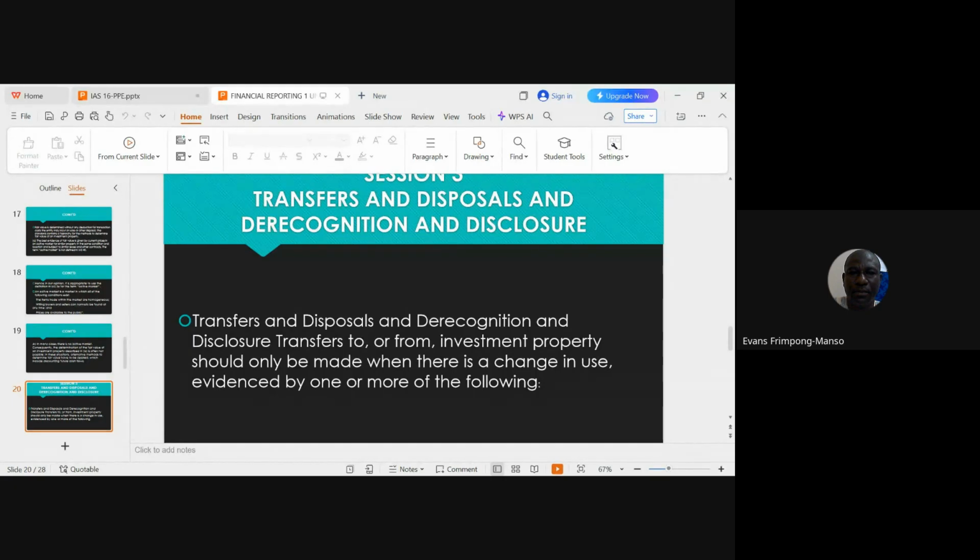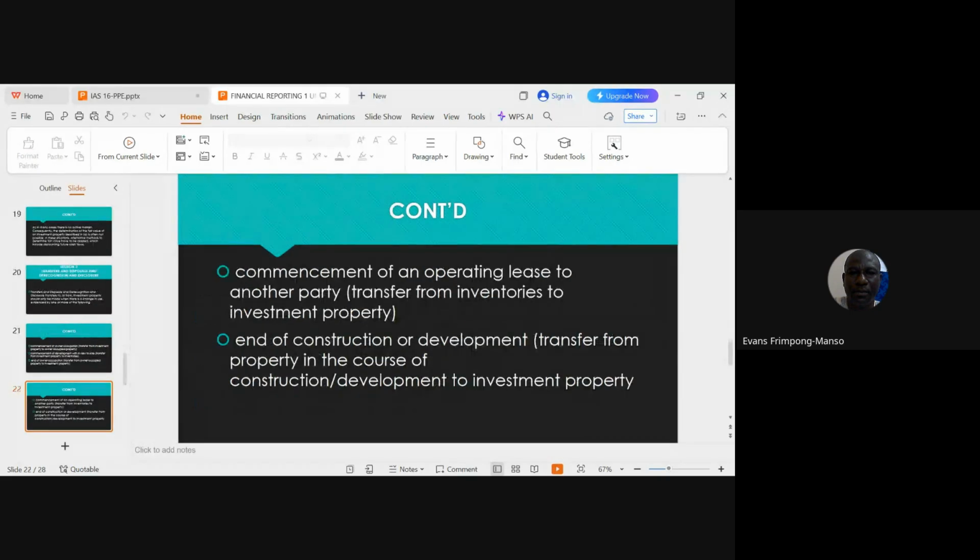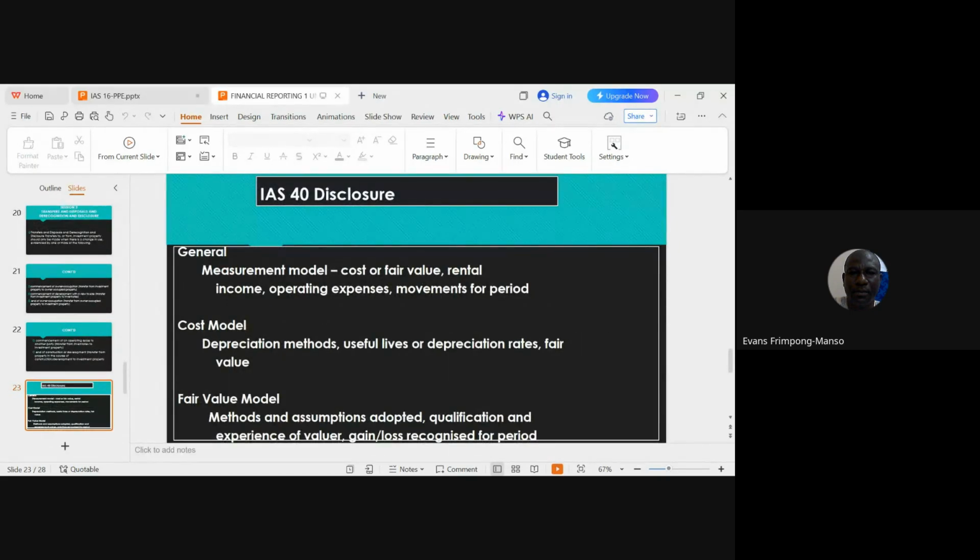If initially you were using it for administrative purposes, and now you have stopped using it that way and rent it out, then you have transferred it to investment property. You have changed it from property, plant, and equipment, and it has now become an investment property. So you have to know transfers to and transfers from. You have all this information there.